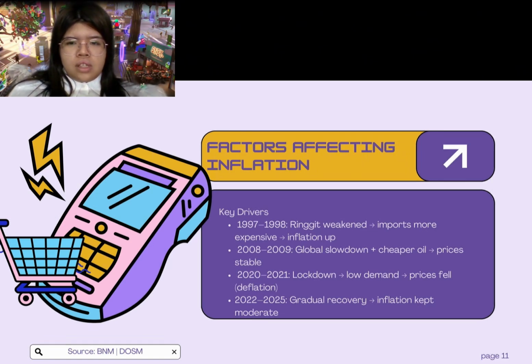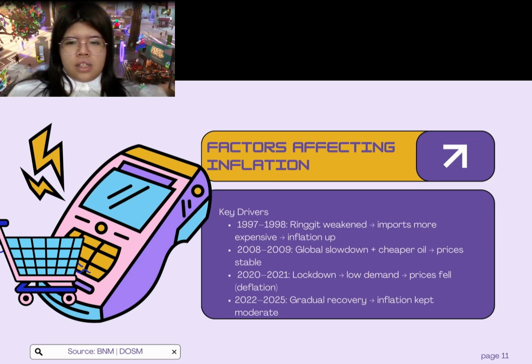In 2020, the COVID-19 lockdown reduced consumer demand. Businesses slowed, fewer products were sold, prices fell, and Malaysia experienced deflation. From 2022 to 2025, the economy recovered and demand increased again, but inflation remained at a moderate level because of government policy and better economic conditions.